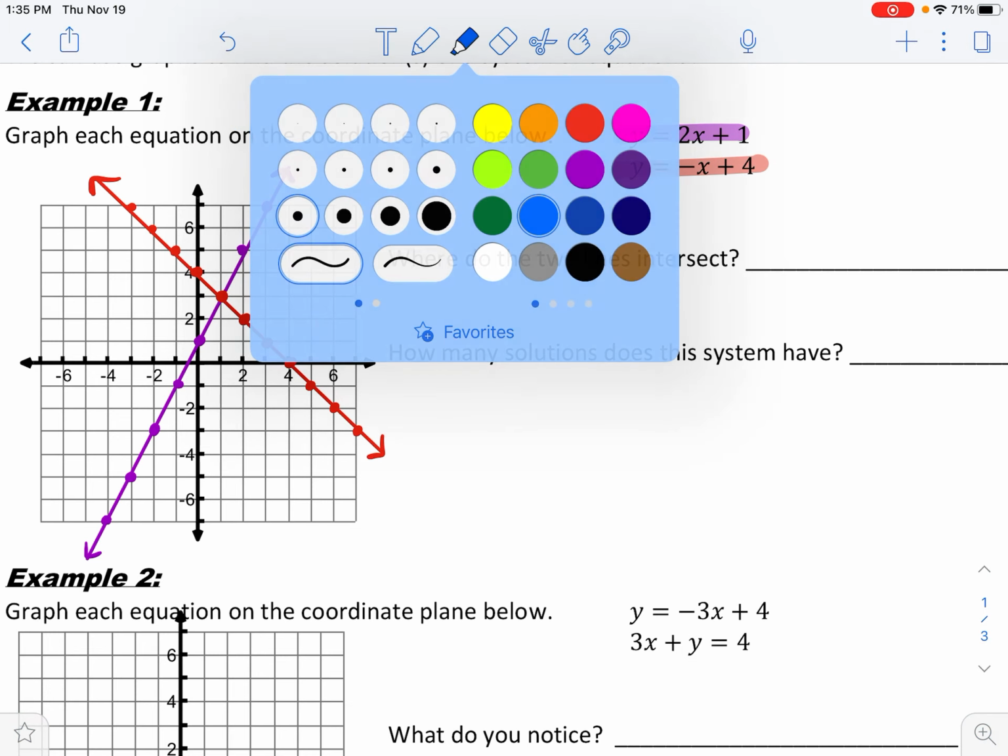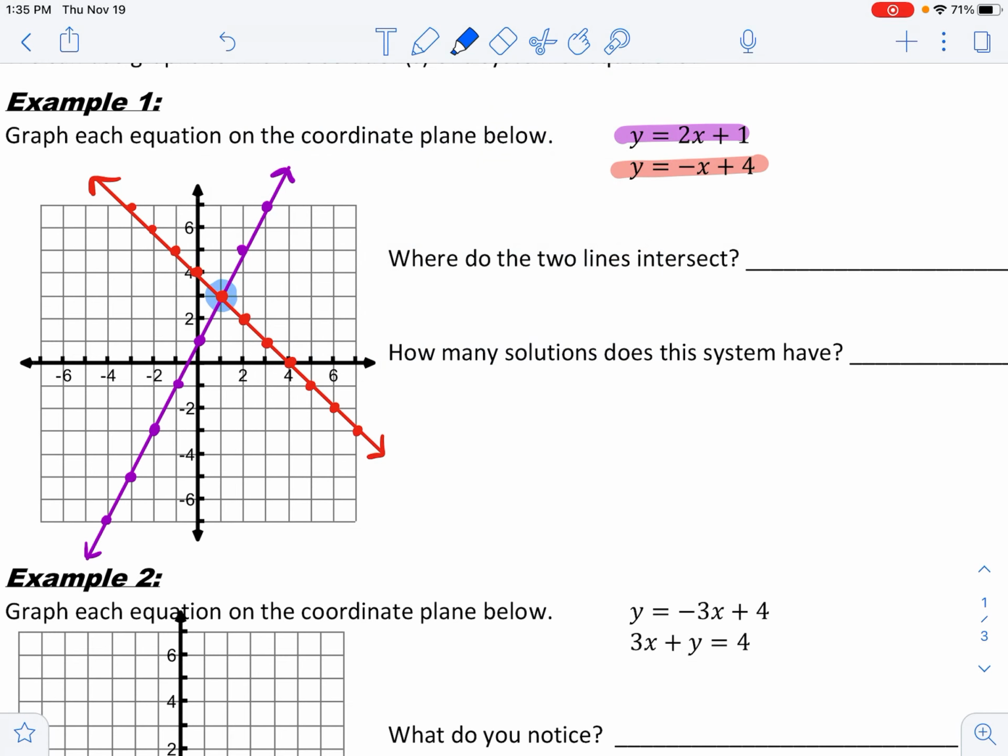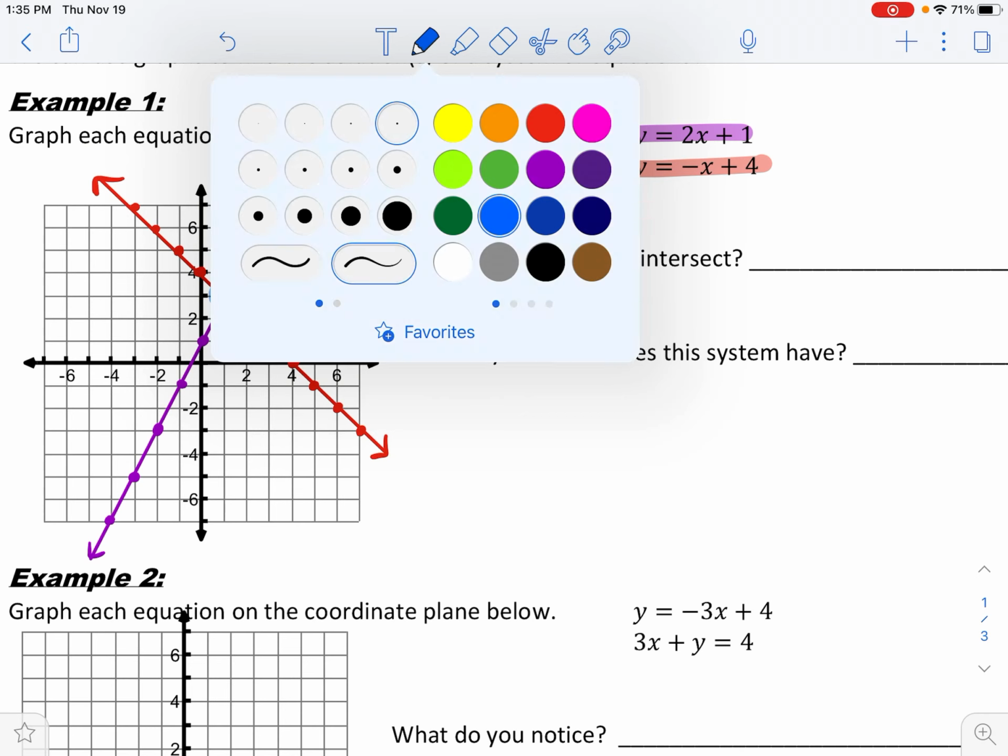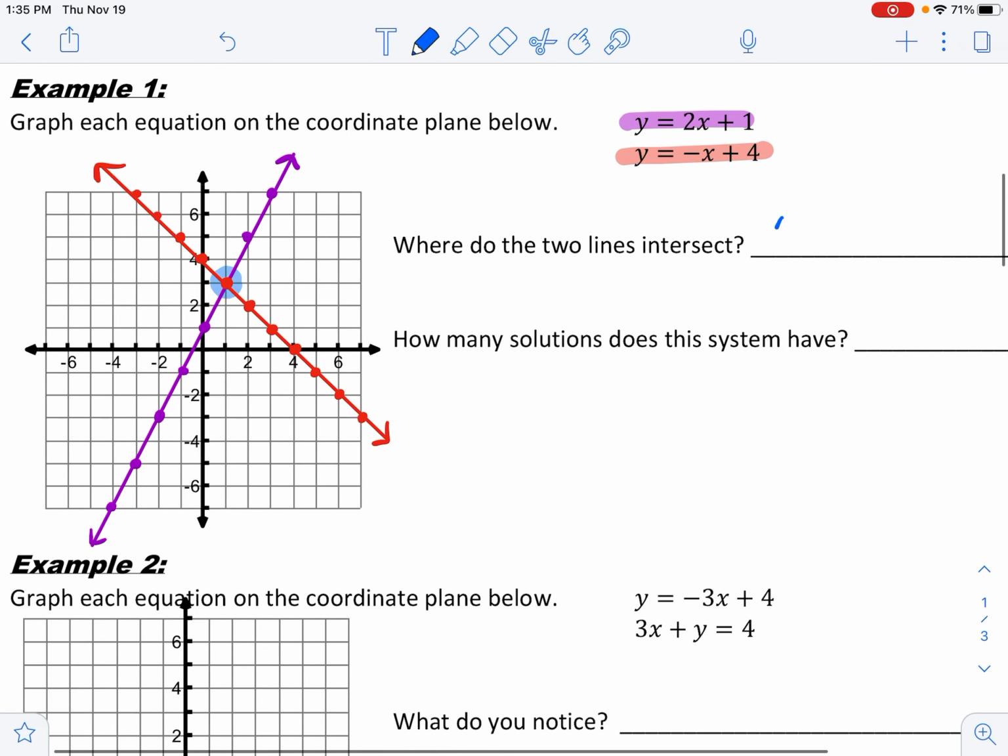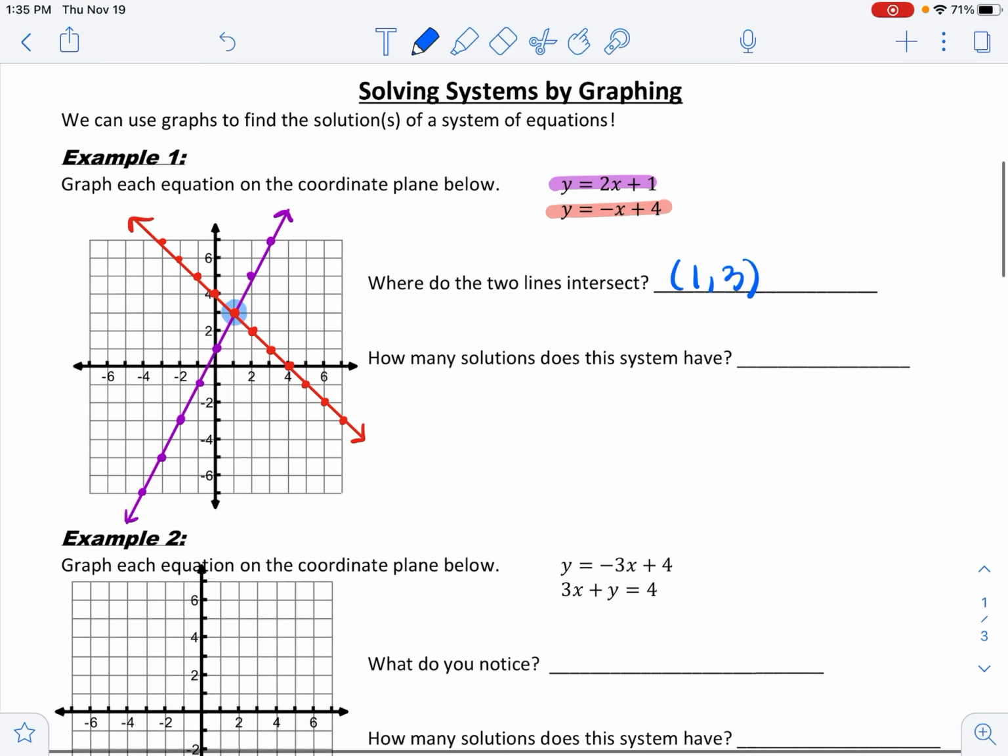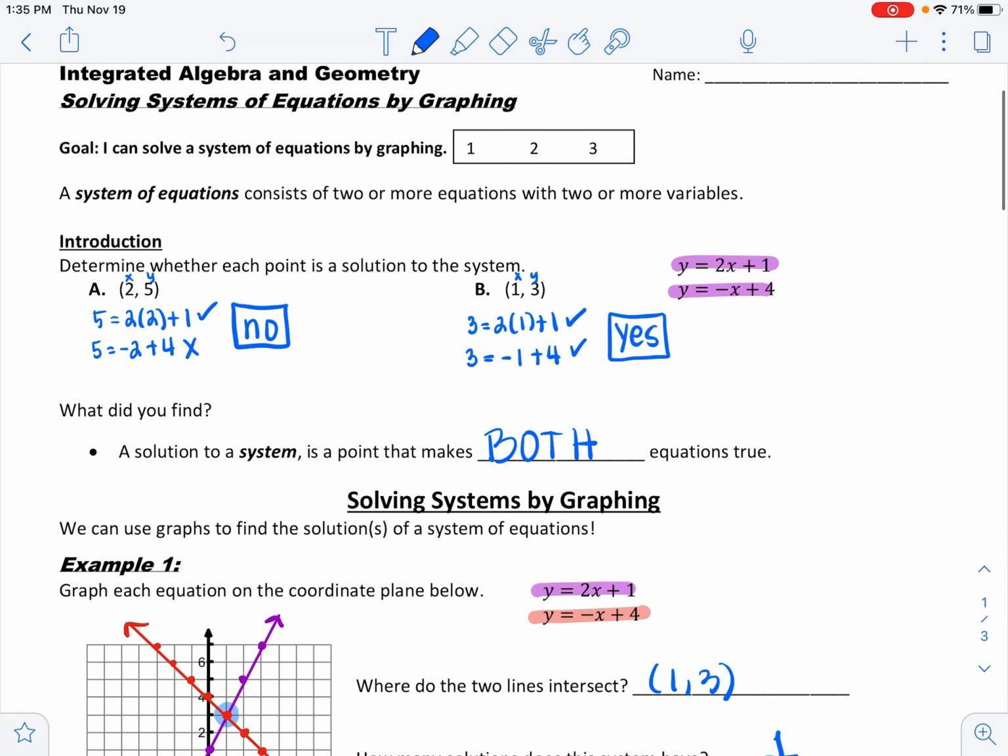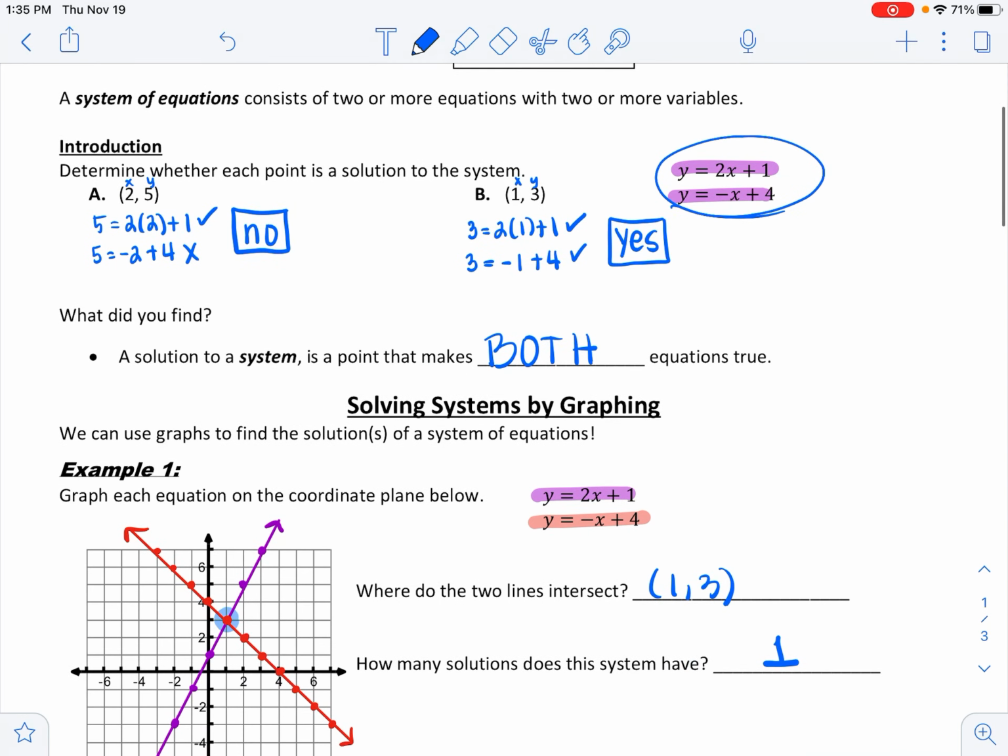Okay, so there's my 2 lines. Where do the 2 lines intersect? They intersect at this point right here. What is that point? That point is (1, 3). So how many solutions does this system have? It has one solution, and the only solution is (1, 3).